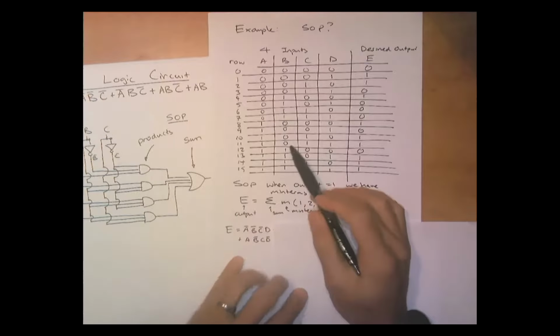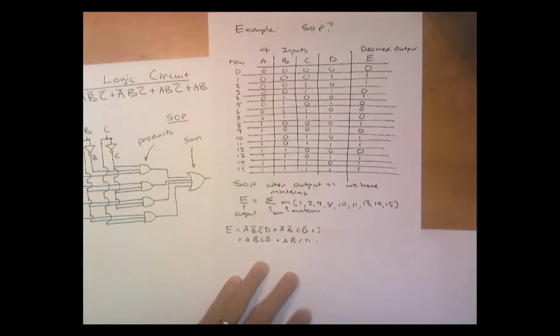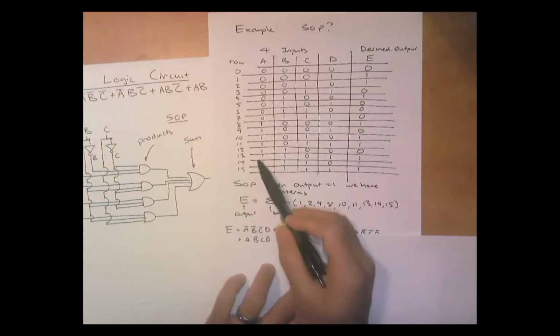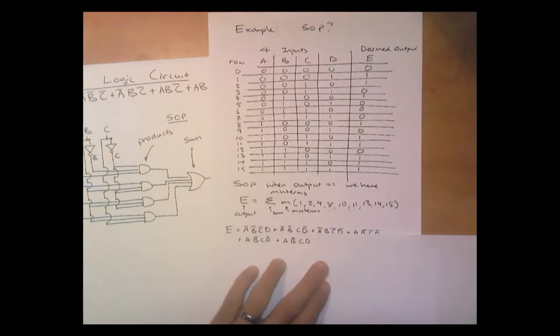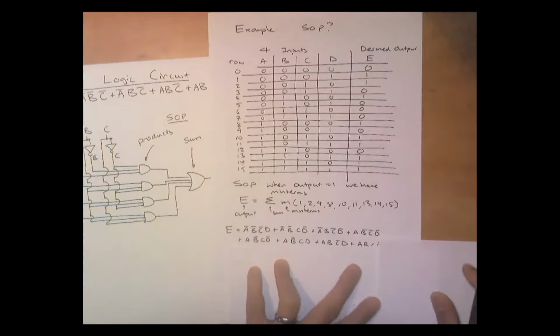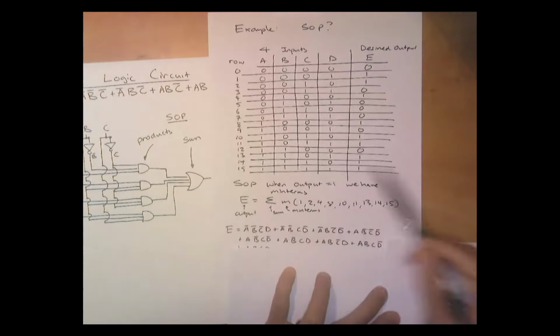Okay, the next one is A, B bar, C, D. Yep. And then what do we have? We have A, B, C bar, D. A, B, C bar, D, good. And then we have A, B, C, D bar. And the last one should just be A, B, C, D.